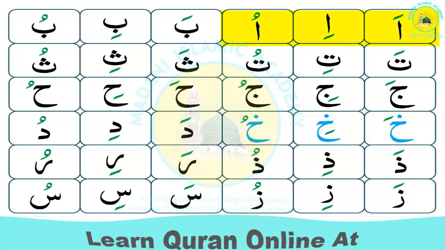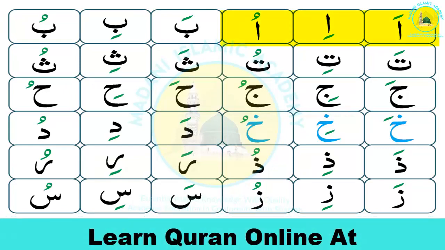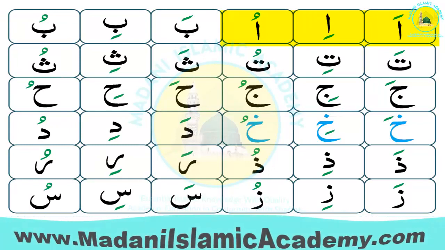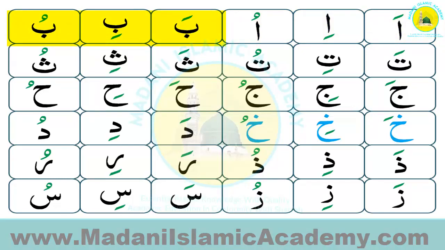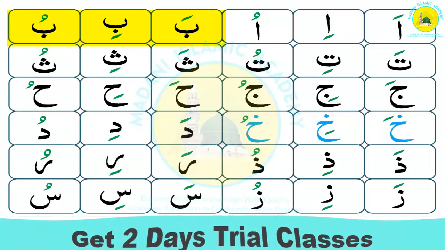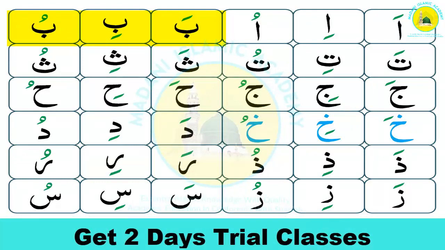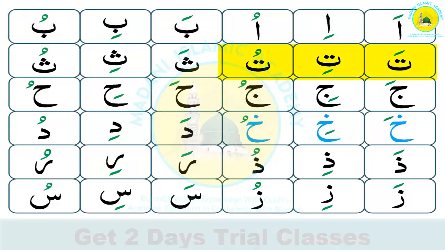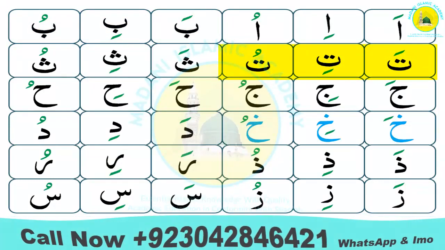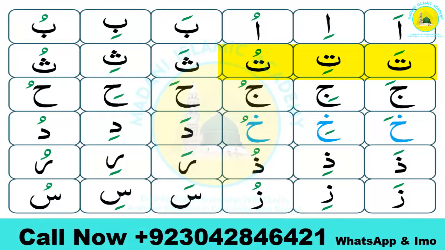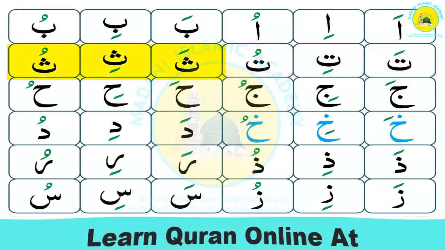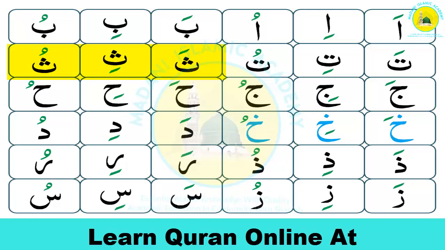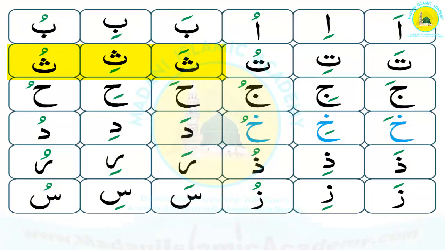Hamza zabar a, Hamza zir e, Hamza pesh u, a, e, u. Ba zabar ba, ba zir bi, ba pesh bu, ba, bi, bu. Ta zabar ta, ta zir ti, ta pesh tu, ta, ti, tu. Tha zabar tha, tha zir thi, tha pesh thu, tha, thi, thu.